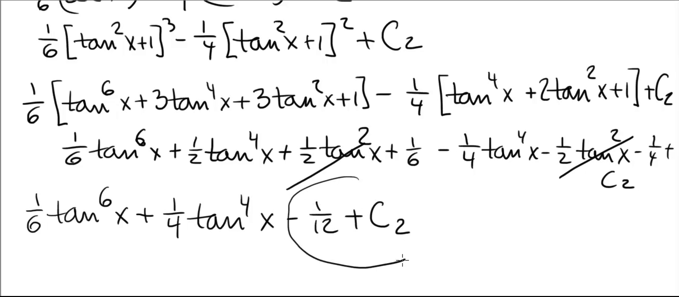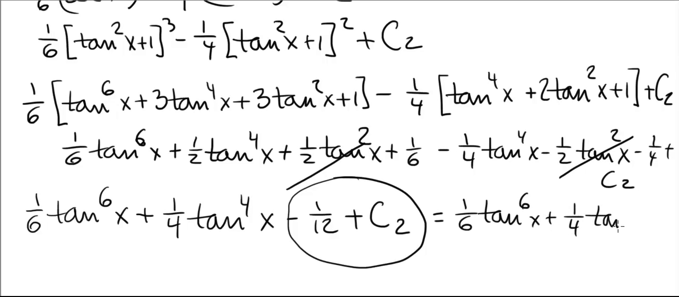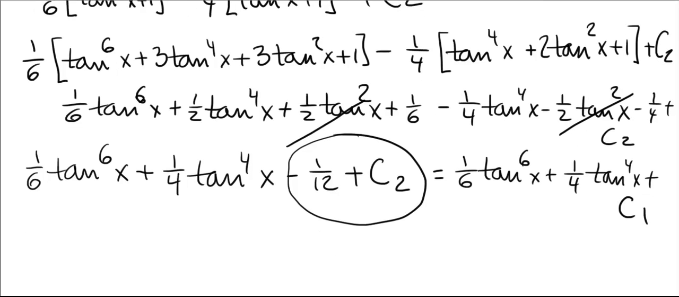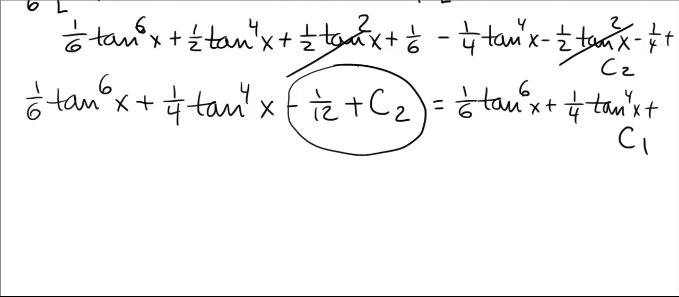We can now take minus 1/12 plus c2 and call it c1. So we end up with the answer for the first method, which is 1/6 tangent to the 6th x plus 1/4 tan to the 4th x plus c1. So the two solutions are the same. Oftentimes when you do problems like this, depending on what method you use, the solutions could look quite different, but just know if you did everything right, they can be made to be the same by applying a trig identity.